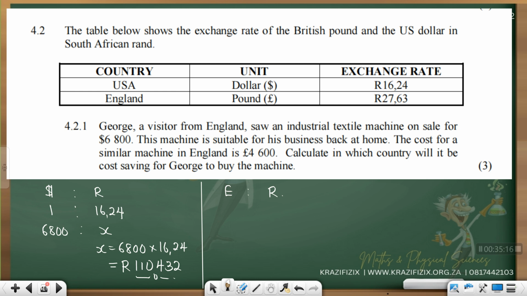All right. But in England, what's the conversion? 1 pound is 27 rand 63. Now, 4,600 pounds. Again, do you notice we cross multiply? What's your answer here?